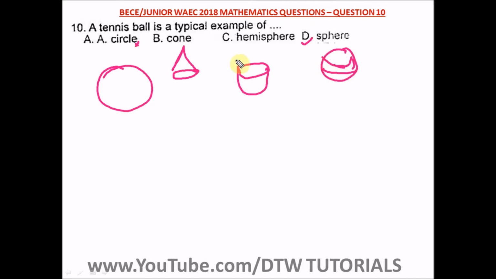A sphere is a round solid figure, which is three-dimensional. So a tennis ball is a sphere, not a circle. Don't make that mistake. So our right option here is D, which is a sphere.